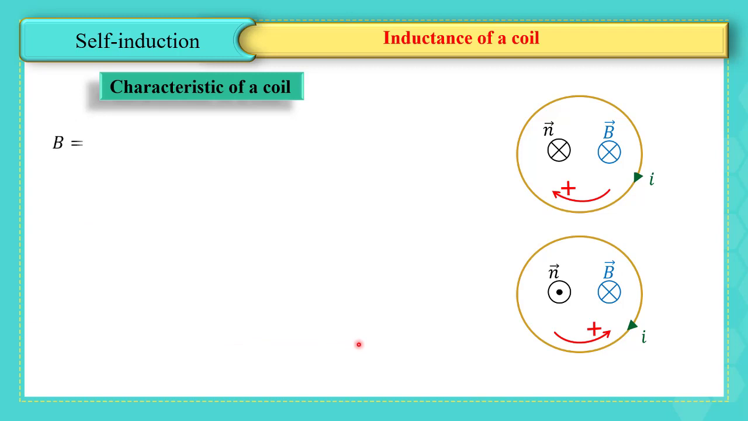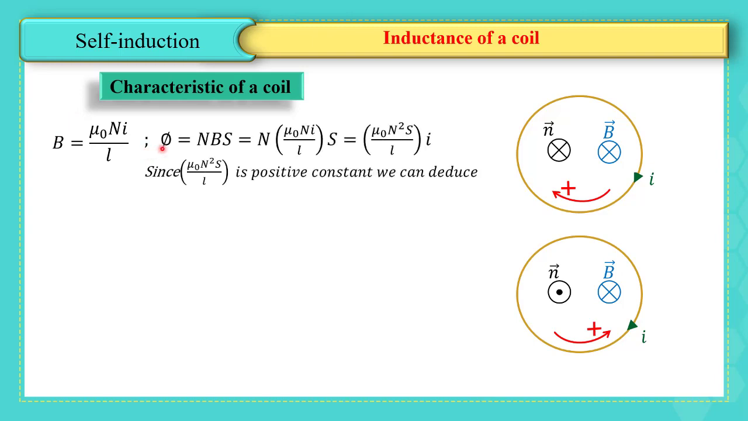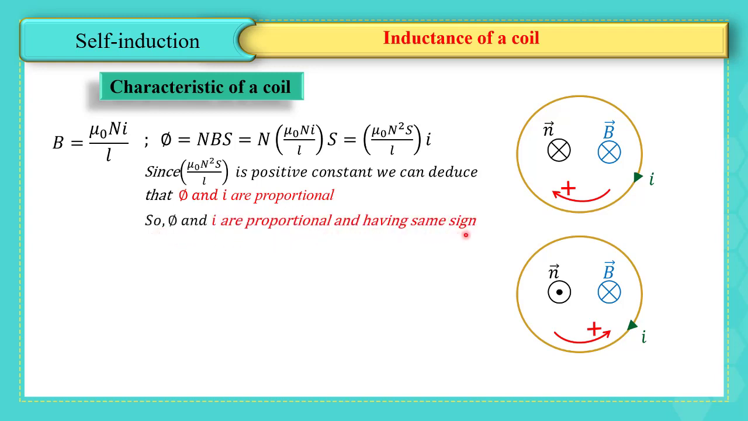As we know that the magnetic field created by a current inside the solenoid is equal to B equal mu 0 N I over L. And since flux equal to NBS, we replace the value of B and we will have flux equal N mu 0 N I over L multiplied by S, which is equal to mu 0 N square S over L multiplied by I. Since mu 0 N square S over L is a positive constant, we can deduce that flux and I are proportional. So flux and I are proportional and having same sign.